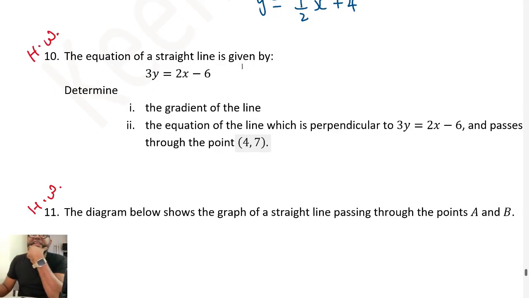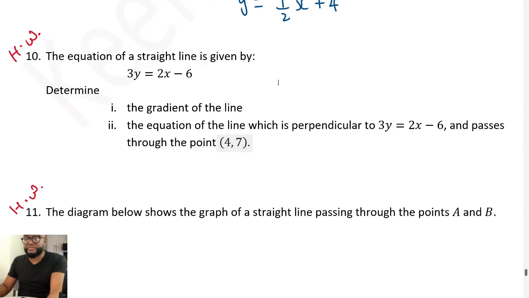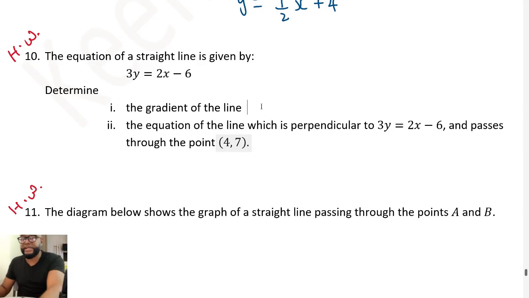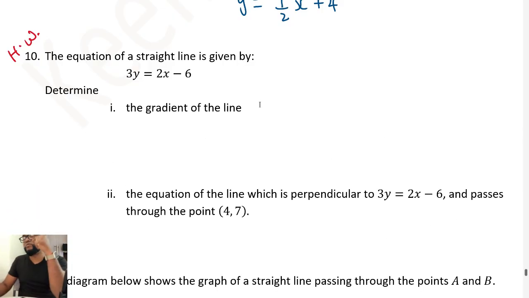Right. The equation of a straight line is given by 3y plus 2x minus 6. Now this is very important. So listen to what I'm saying. They're asking us the gradient of the line. What's the gradient of the line here? 2/3. Excellent.